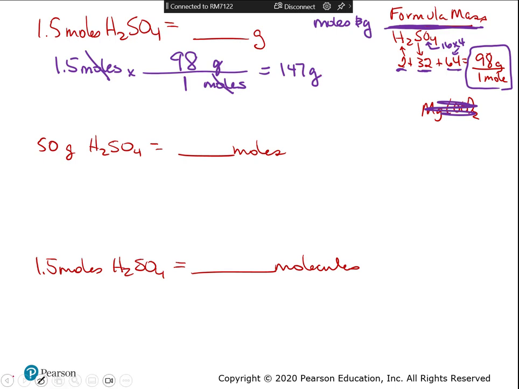Am I done? What do I have to do? Last thing is sig figs. 1.5, how many significant figures? 2, right? So I have 2 in this number. 147 has 3, 1, 4, and 7, 3 significant figures. So I know I've got to round it to 2. So I'm going to keep the 1 and the 4. The next number's a 7, and that's going to cause what? It's going to round up, so the 4 becomes a 5. So my answer is what? 150. Hold on.